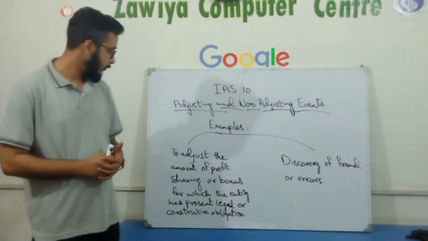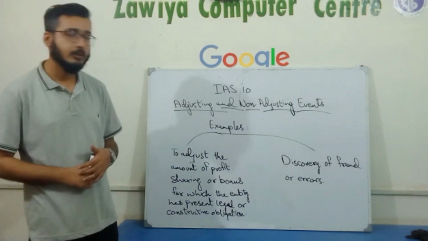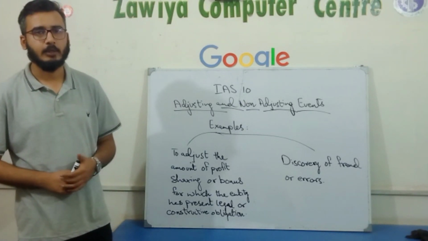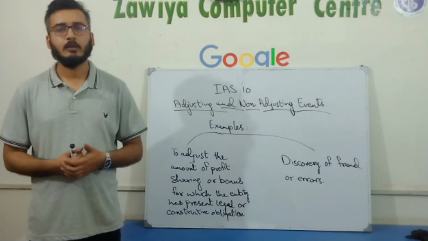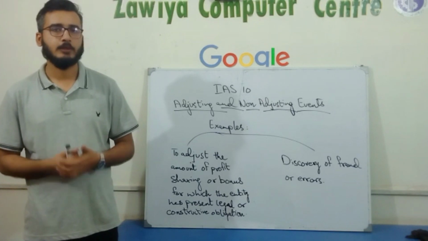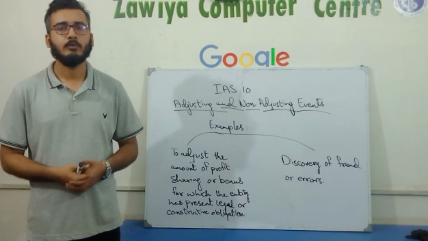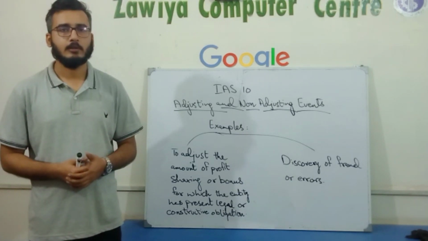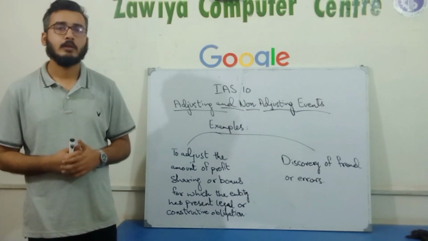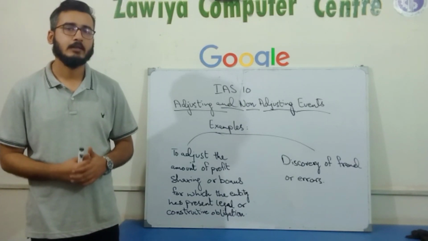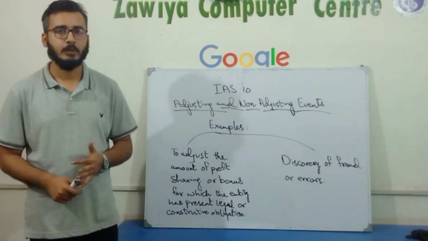Okay, so on number four, we have to adjust the amount of profit sharing or bonus for which the entity has a present legal or constructive obligation. Legal obligation means the entity is obliged by law, and constructive obligation means the company has announced it and is now obliged to do the same at any cost. So the company has to adjust all those amounts in the financial statements for which it has legal or constructive obligations and which were not recorded at the end of the financial period.